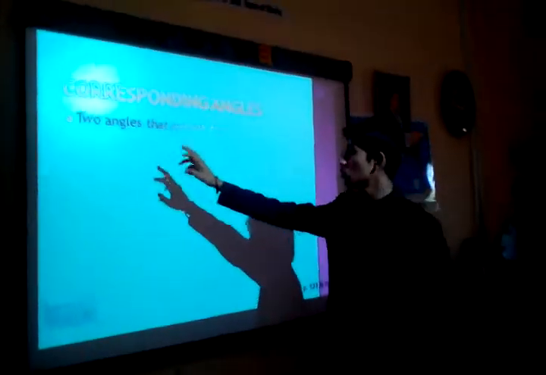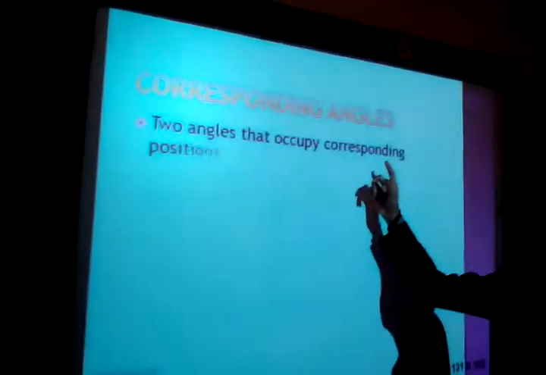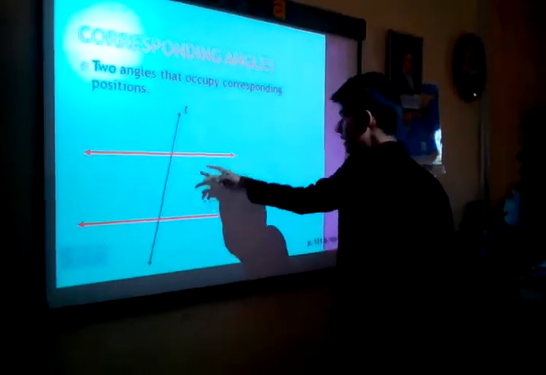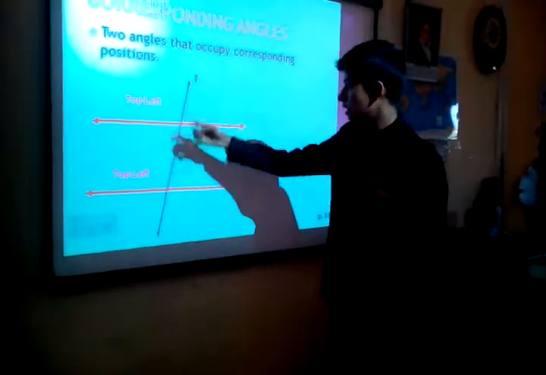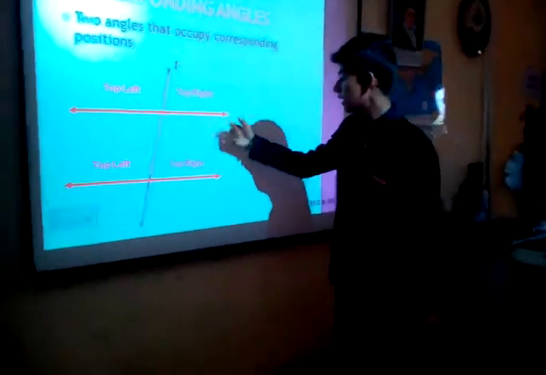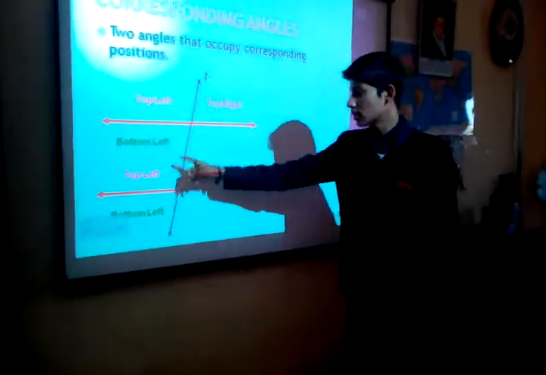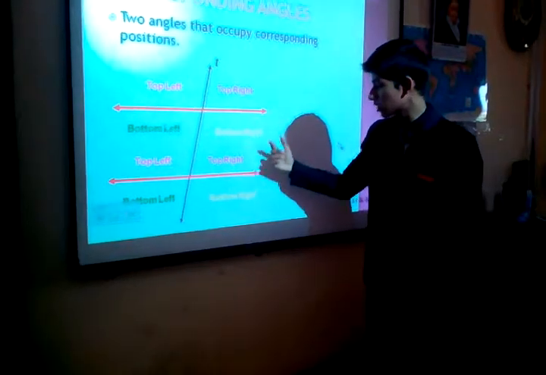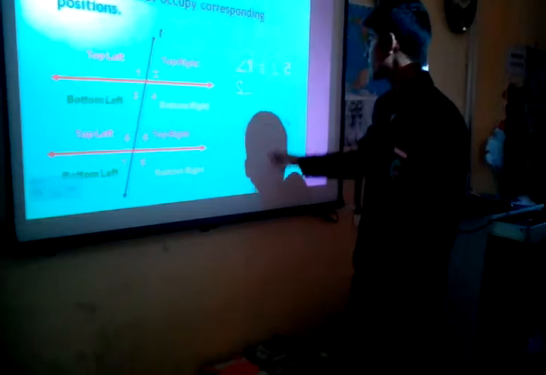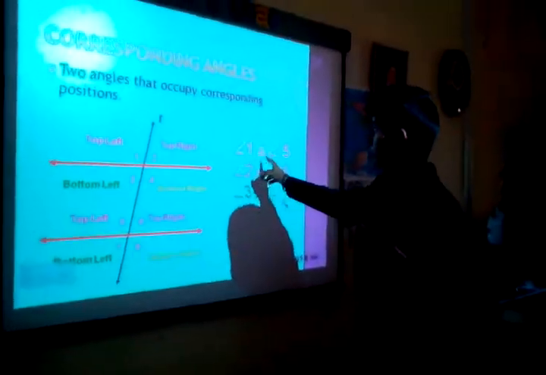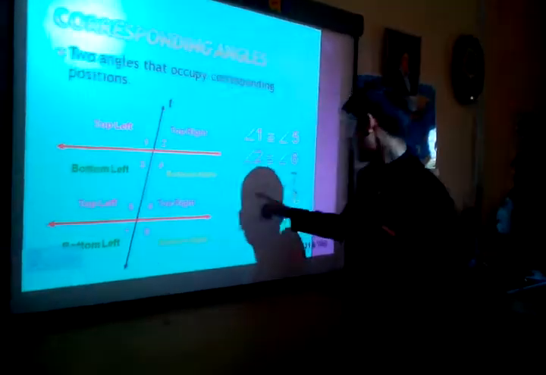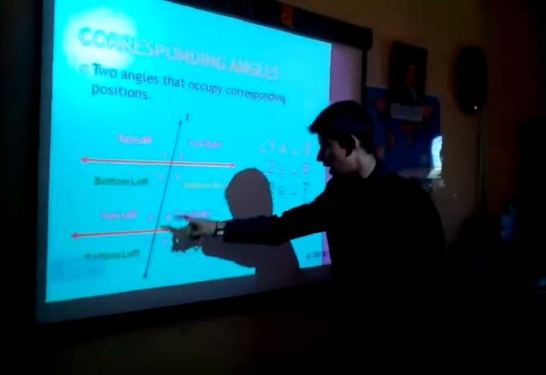Corresponding angles. Two angles that occupy corresponding positions. For example, here we can see two parallel lines and one transversal: top left and top left, top right and top right, bottom left and bottom right. Here angle 1 corresponds to angle 5. Angle 2 is to angle 6. Angle 3 is to angle 7 and angle 4 is to angle 8.